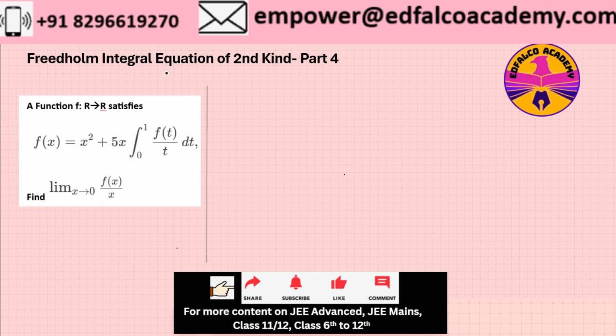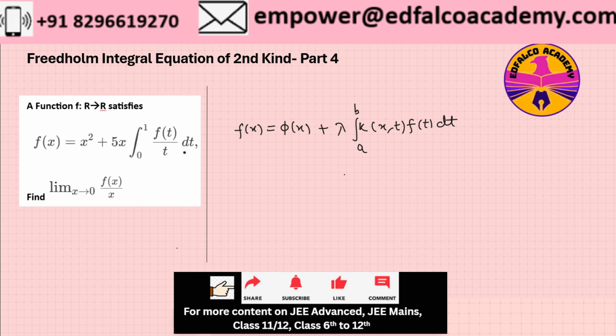If we recall, Fredholm integral equations are those where the limits of integration are constant, and we see that the limits here are constant, 0 and 1. Also, the general form of a Fredholm integral equation of second kind is f of x is equal to phi of x plus lambda times the integral from a to b of k of x comma t, which we call the kernel, a function in two variables, times f of t dt. So this is the general form.